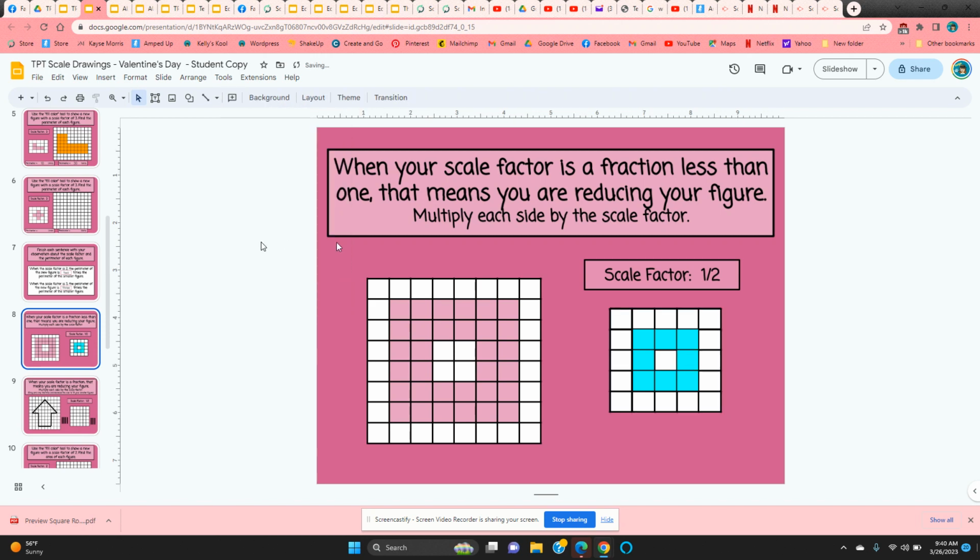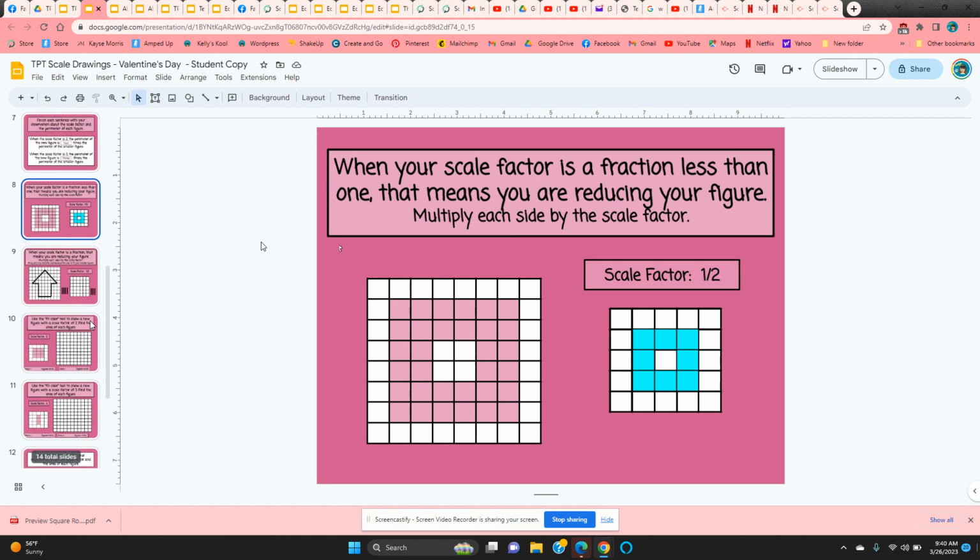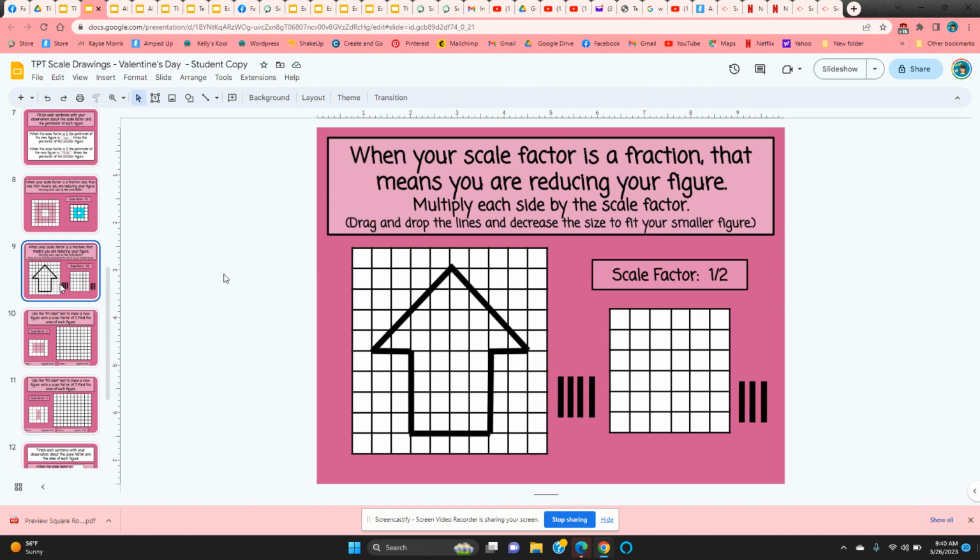Okay, so now they have a scaled down version of their original drawing. The next one's a little bit different. They're not going to be using the fill color feature on this one. And this one, they're just going to be using these bars. They're movable, and they're going to scale down this arrow by a scale factor of 1/2. So that means each one of these sides is going to be divided by 2.